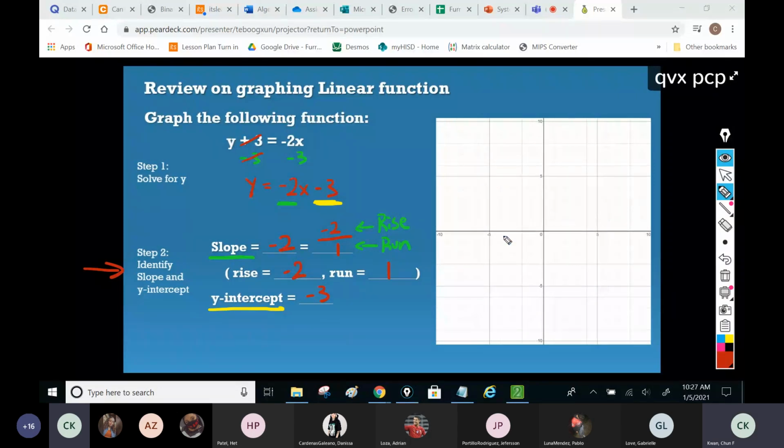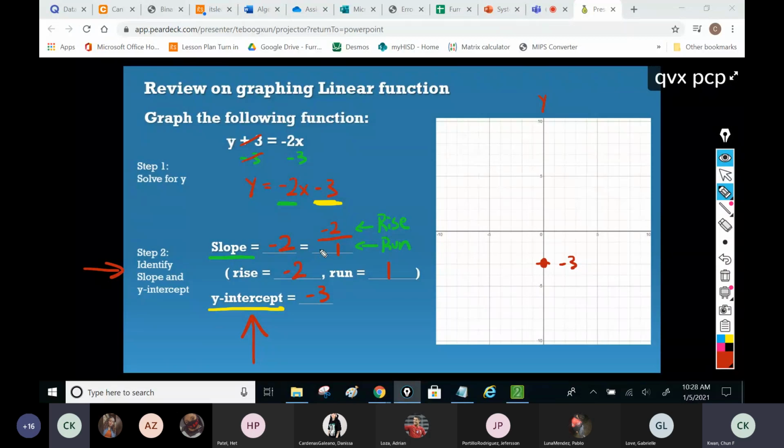All right, now with these two numbers, we can go ahead and make our graph. So we will start with the y-intercept. On the y-axis, find negative 3. Negative 3 is right here. So find the y-intercept right here. On the y-axis, look for negative 3.